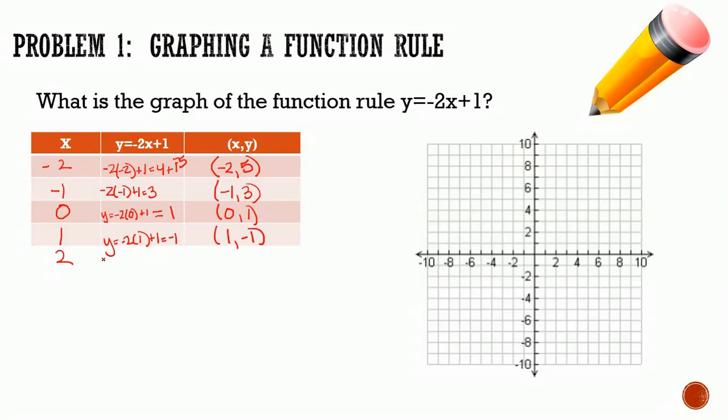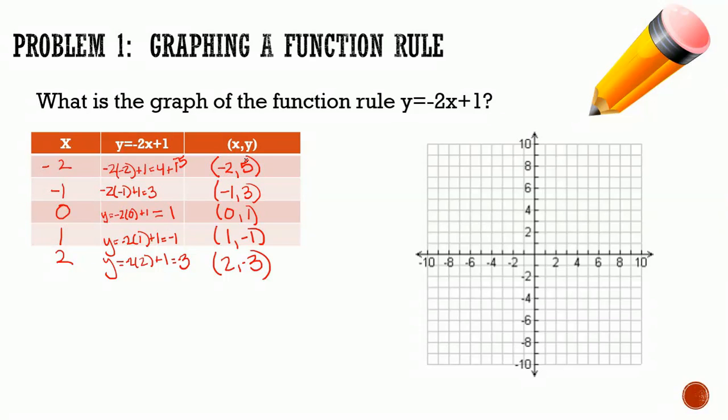Now let's plug in 2. So y equals negative 2 times 2 plus 1. Negative 2 times 2 is negative 4, plus 1 is negative 3. So my ordered pair is 2, negative 3. Now, I have filled in my entire table, all 5 points. What you're going to now need to do is graph this function. So let's graph these ordered pairs.